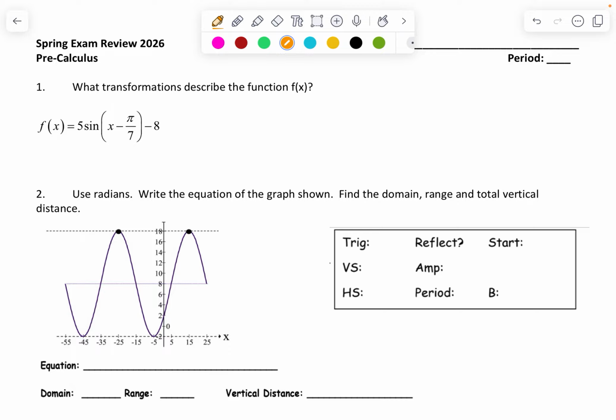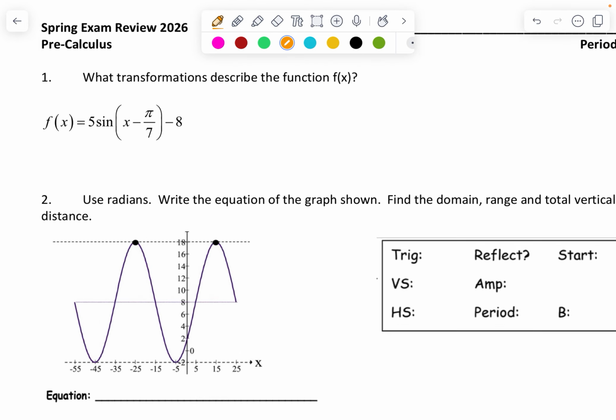There's a lot to cover on this, a lot of different topics, a lot of different skills that we've learned throughout the school year. So I'm going to jump right in with question number one. Question number one is about transformations regarding a trig function.